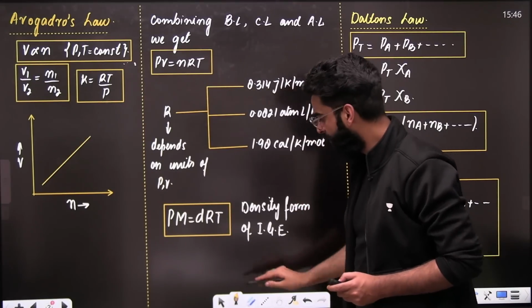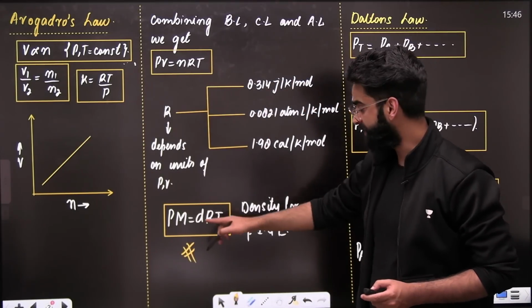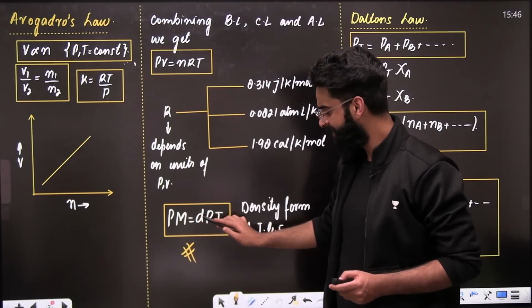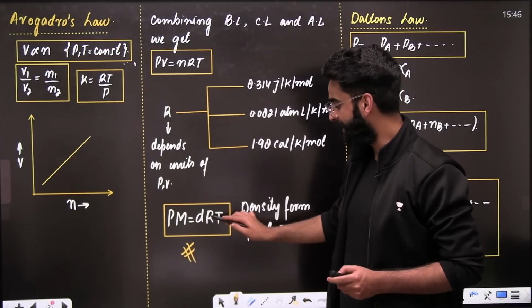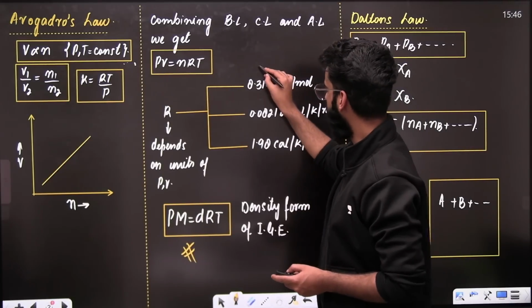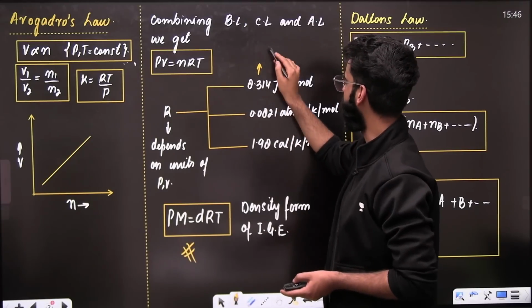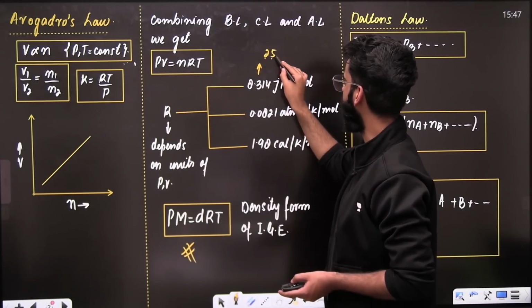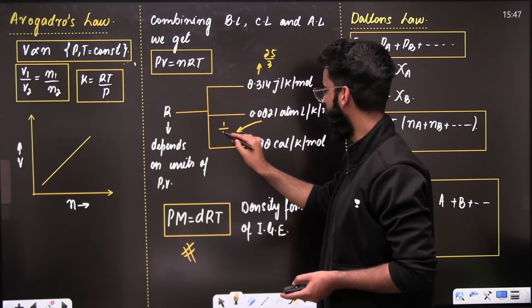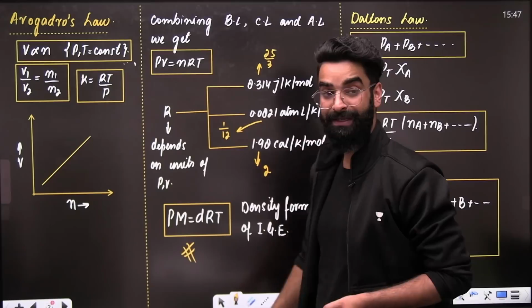There is one more form of the ideal gas equation, the density form, which is PM is equal to dRT, where P stands for pressure, M is the molar mass of the gas, d stands for the density of the gas, R is again the gas constant, and T is the temperature. One more thing, in order to minimize your calculations, instead of 8.314, you can just write 25 divided by 3. Instead of 0.0821, you can just write 1 divided by 12. And instead of 1.98, just to reduce the calculations, you can take the value exactly as 2.